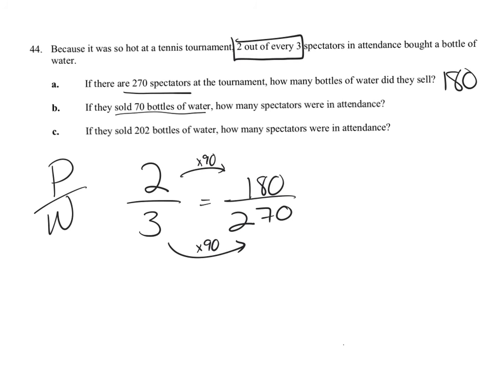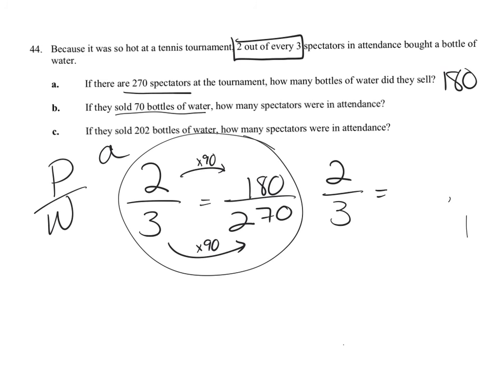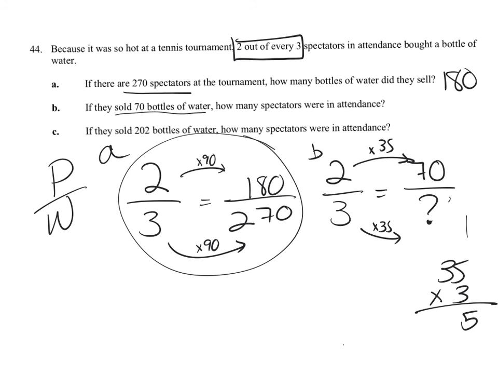Now it said if they sold 70 bottles of water, how many spectators? So once again, we are 2 out of 3. So this was question A. I'm on question B now. 2 out of 3. 70 drink water. That doesn't mean all of them, so that would be 70. We're trying to find how many were total. So this would be times 35. So I would need to do 3 times 35. So if we don't know that off the top of our head, we can come over here and work it out. It gives me 15. Oh, 105. So 105 spectators would be the answer for B.